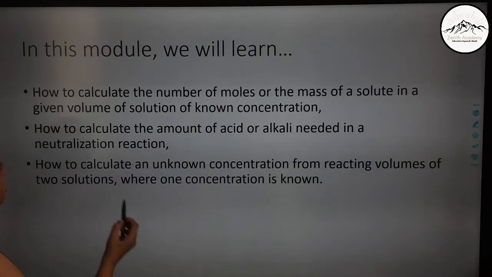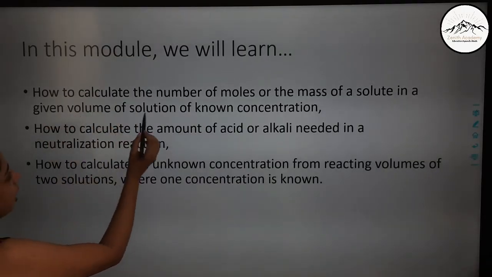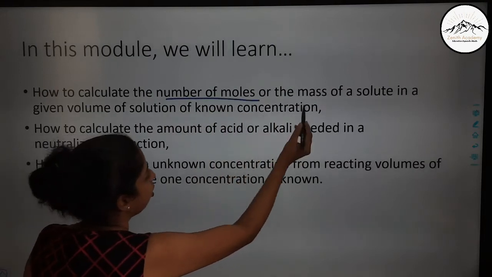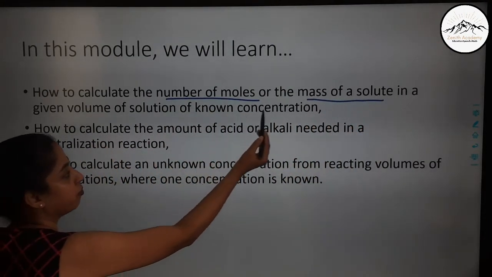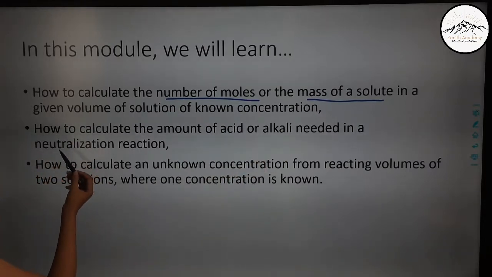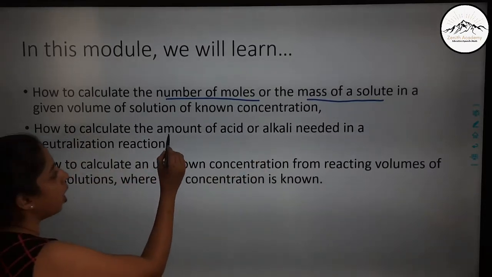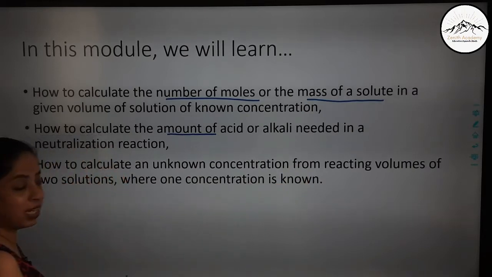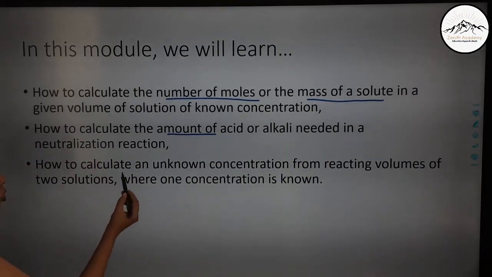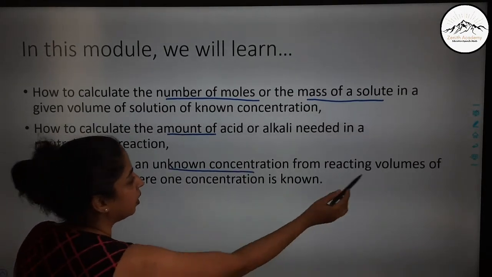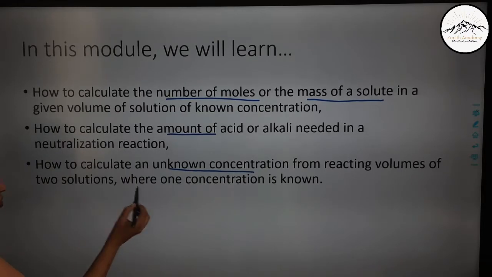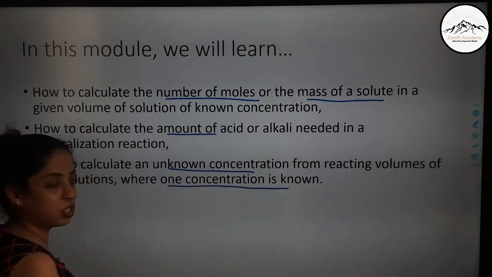So students, in this module we learn how to calculate the number of moles or mass of the solute in a given volume of solution of known concentration. Then we learn how to calculate the amount of acid or alkali needed in a neutralization reaction and how to calculate an unknown concentration from reacting volumes of two solutions when one concentration is known.